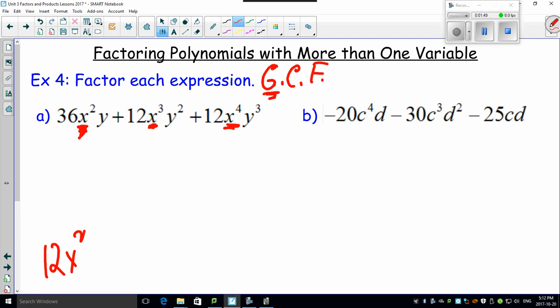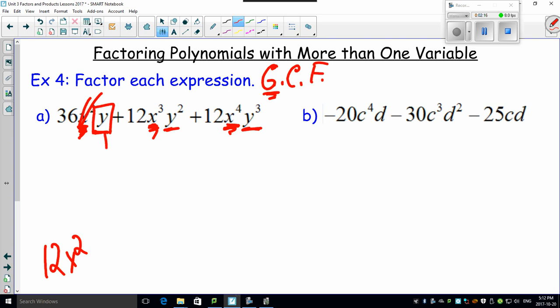You have 2 here, which totally flushes you out. This is 3, which leaves you with 1 left. This is 4, which leaves you with 2 left. So the greatest number of x's you can get is in fact x squared. Watch again with the y's. It's really simple. You have 1 y here, 2 y's here, 3 y's here. The greatest number you can take out is 1 from each.